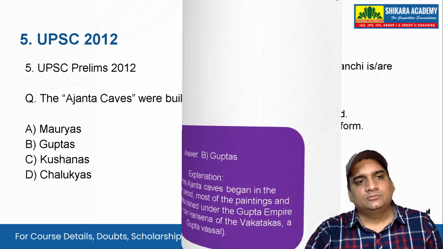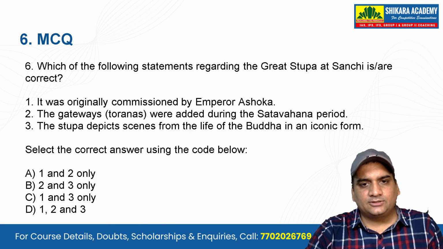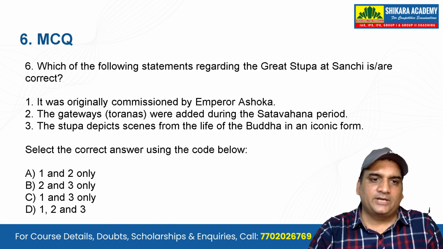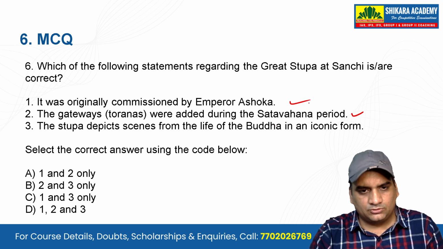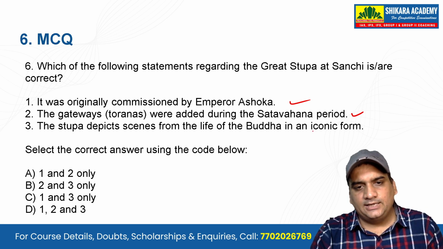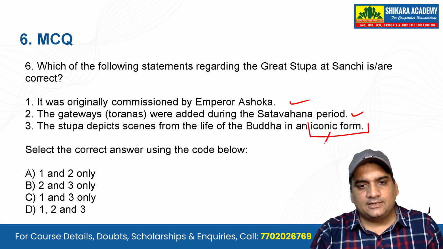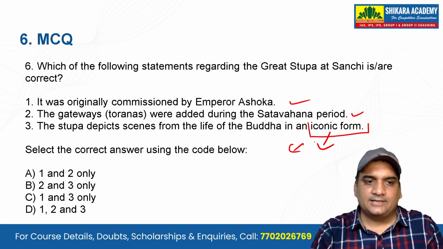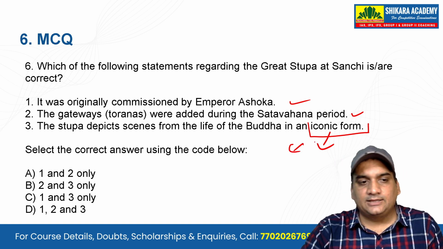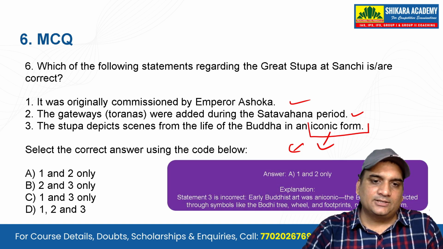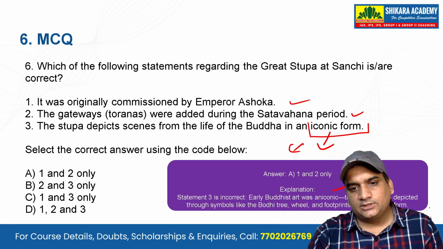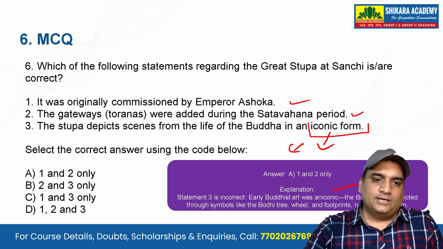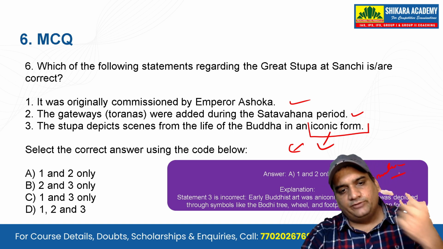Which of the following statements regarding the great stupa at Sanchi is or are correct? It was originally commissioned by Emperor Ashoka. We have read about this. The gateways, the toranas, were added during the Satavahana period. We also saw this. The stupa depicts scenes from the life of Buddha in an iconic form. I told you that at that time iconic forms were not used, rather symbolism was used. So the right answer should be A, 1 and 2 only. Early Buddhist art was aniconic, rather you can say it was symbolism, and no human form. You will have the Bodhi tree, the wheel, the lotus, the footprints, but you will not have a human form.